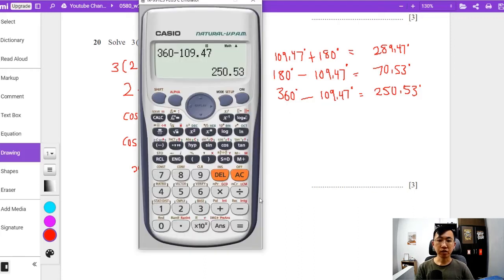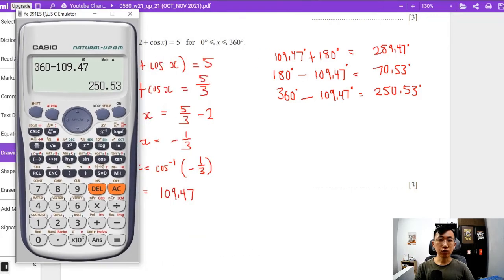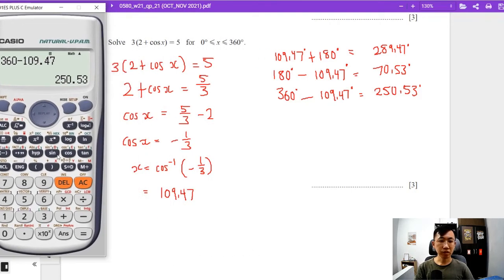So let us start. Alright, let me move it over here so that you can see. Cosine 289.47. Close. I get a positive 0.3333, right? No, that's not the answer. Our answer should be aiming for a negative version. Alright, cos 70.53. Next. Equal. Again, is the positive version, so it's not this answer. Last. 250.53. Let's do that.